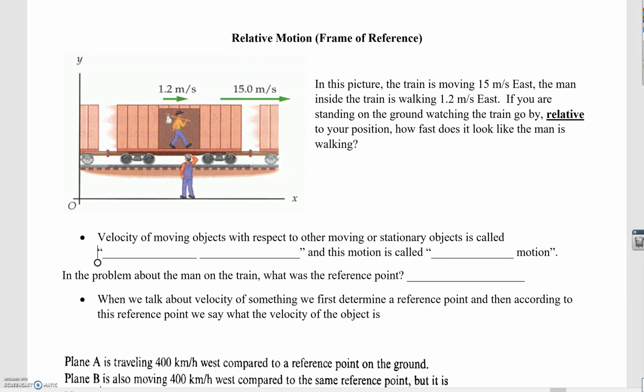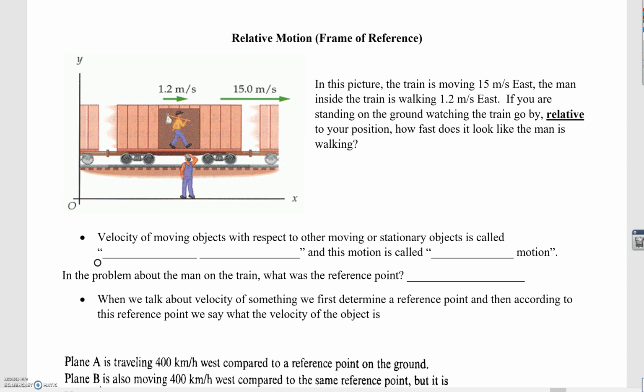Hey guys, the topic for today is relative motion or frame of reference. Now, this topic can be a little bit difficult conceptually, so I'll make sure that I go through it as clearly as possible. And I've also made my own notes about it and how to solve certain problems. So let's start with this picture.